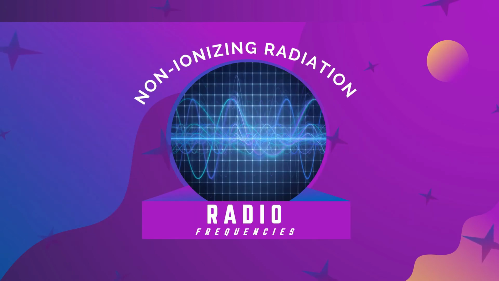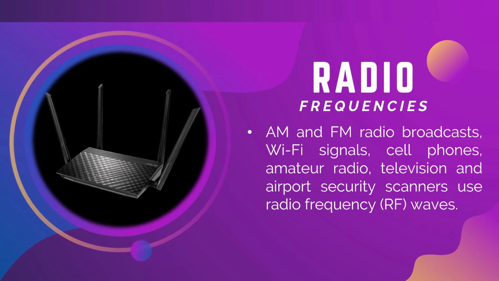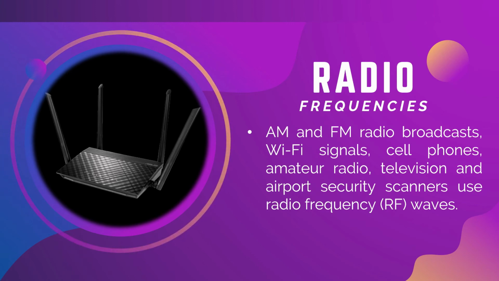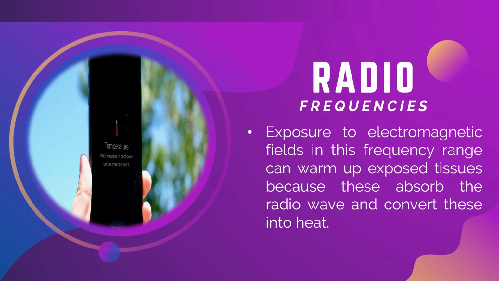Next one, let's talk about radio frequency. AM and FM radio broadcasts, Wi-Fi signals, cell phones, amateur radio, television, and airport security scanners use radio frequency waves. Exposure to electromagnetic fields in this frequency range can warm up exposed tissues because these tissues absorb the radio waves and convert this radio wave into heat.